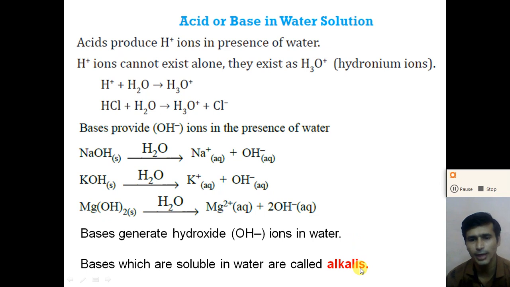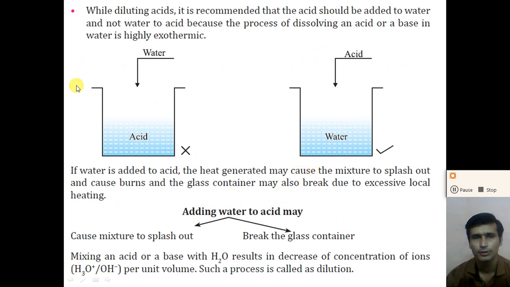So only alkalis, the bases, produce the OH minus ion in the water. So dear student, understand acid and base in a water solution. Acid produces the H plus ion in the water solution, whereas the base produces the OH minus ion in the water solution, right? So while diluting the acid, it is recommended that the acid should be added to the water, not water to the acid, right?